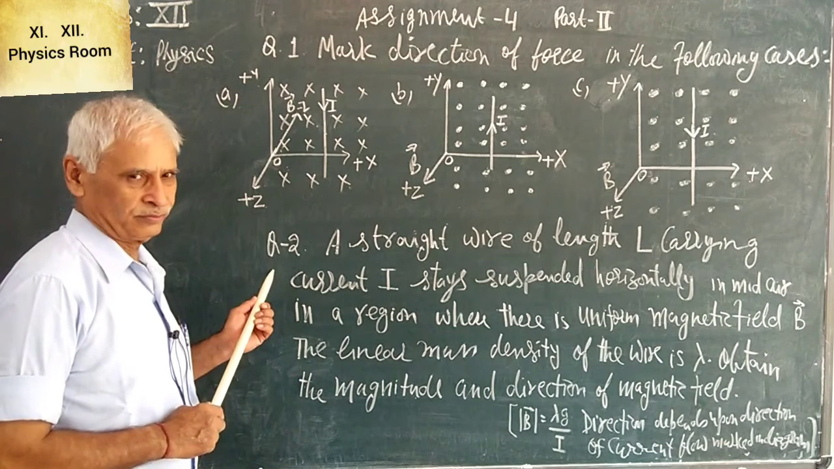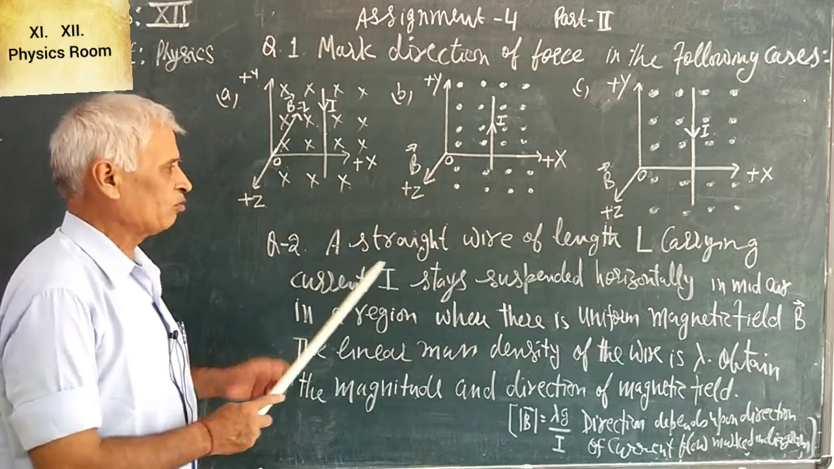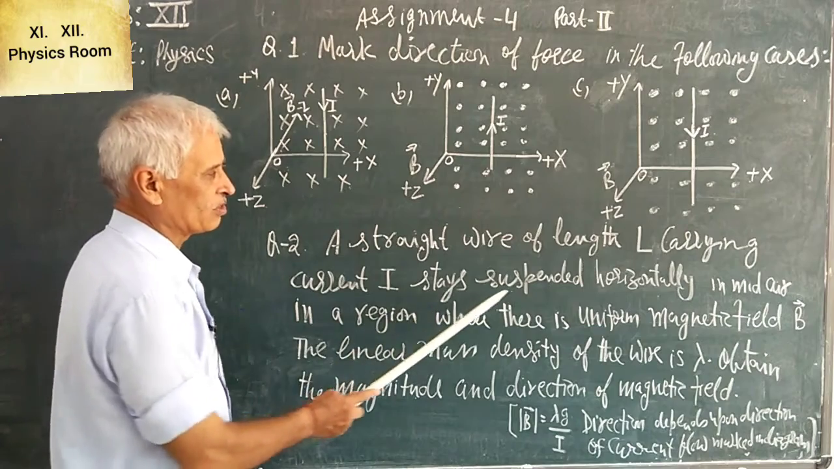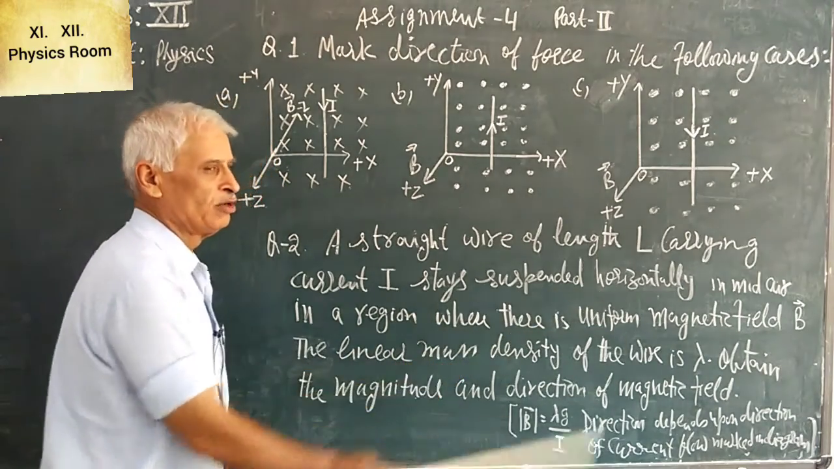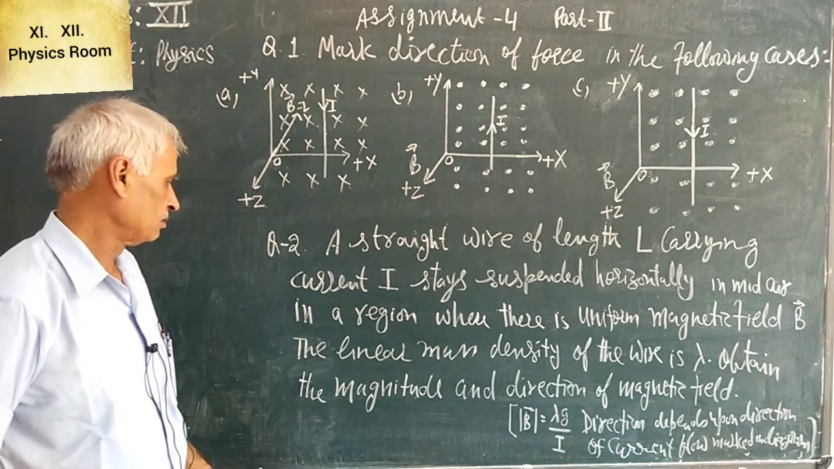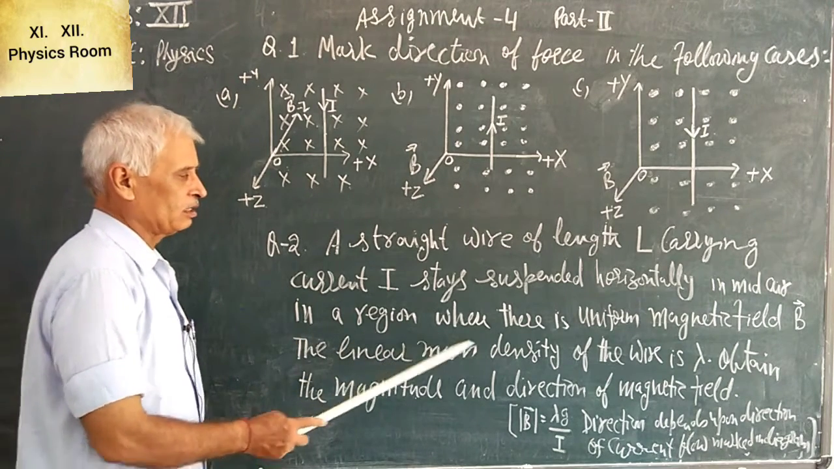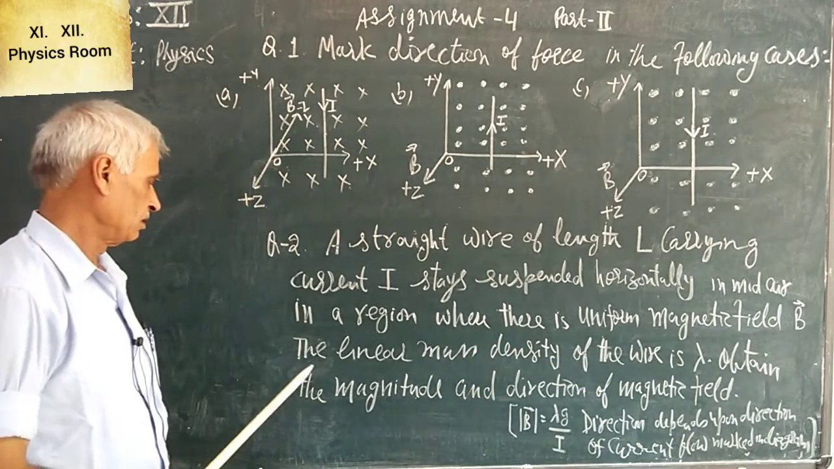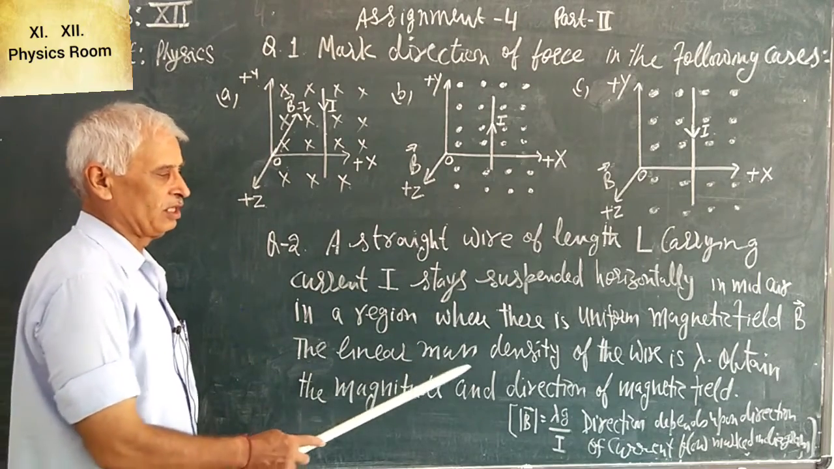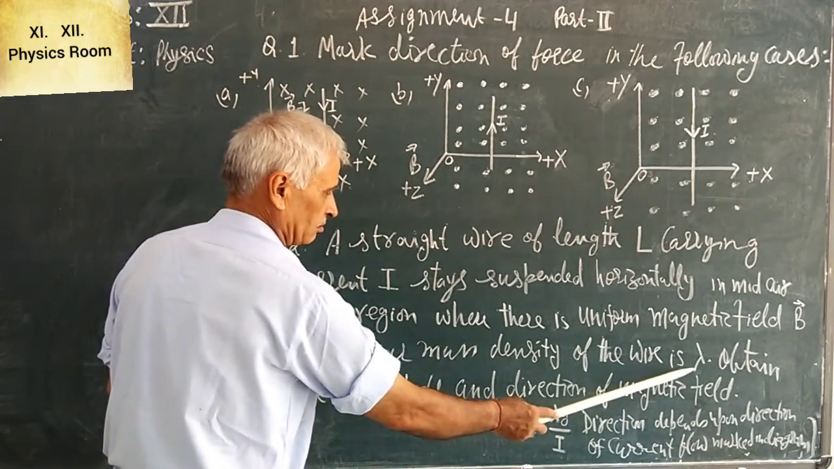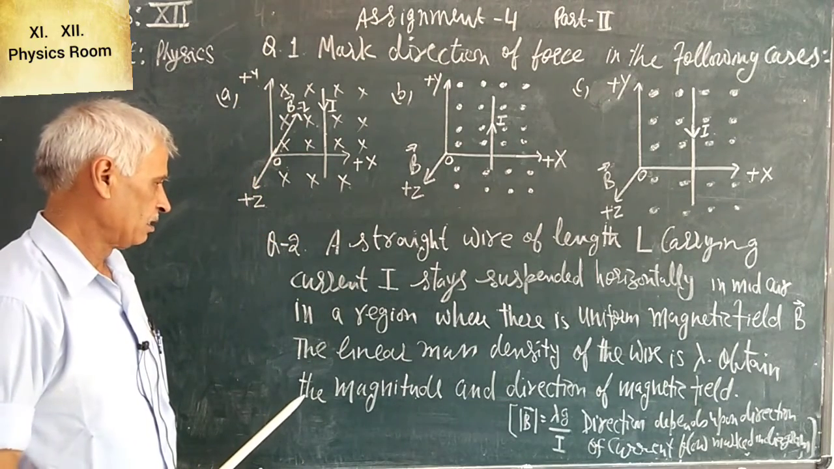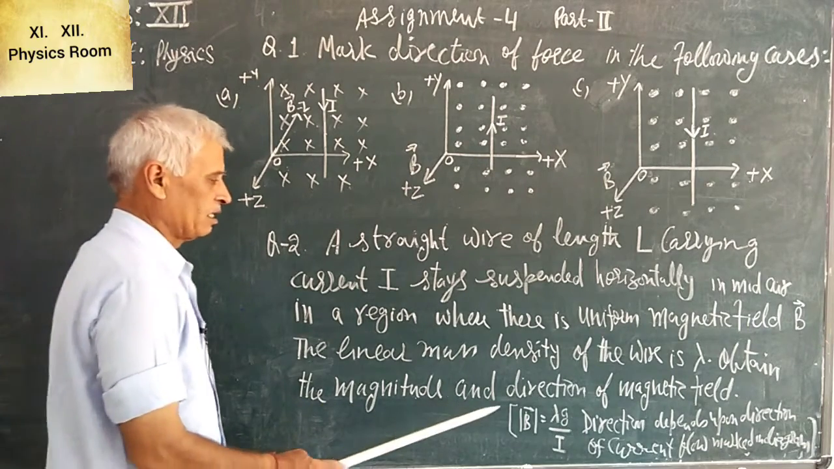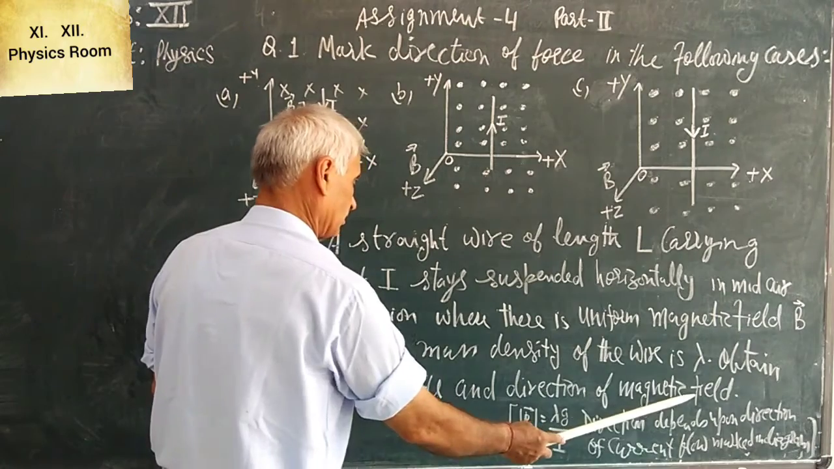Now question number 2. A straight wire of length L carrying current I stays suspended horizontally in mid-air in a region where there is uniform magnetic field B. The linear mass density of the wire is lambda. Obtain the magnitude and direction of magnetic field.